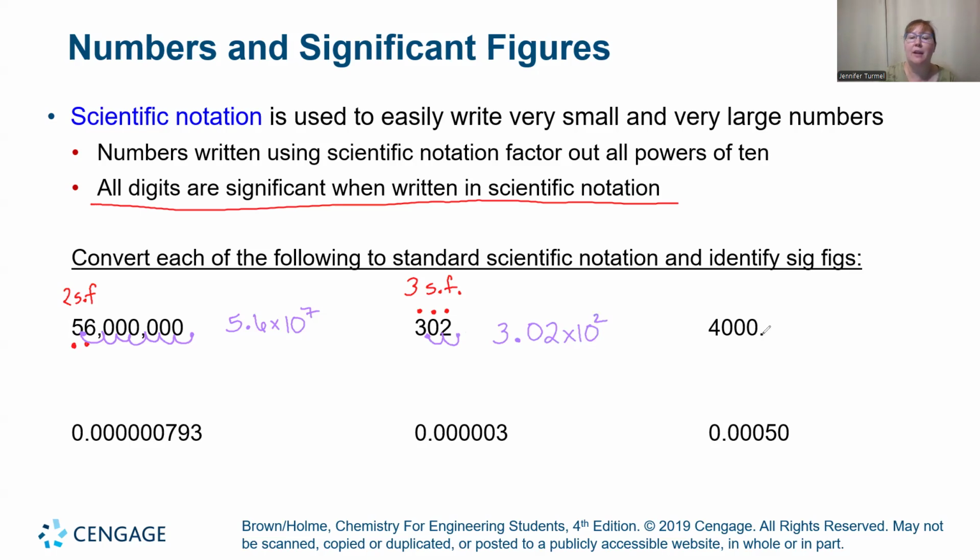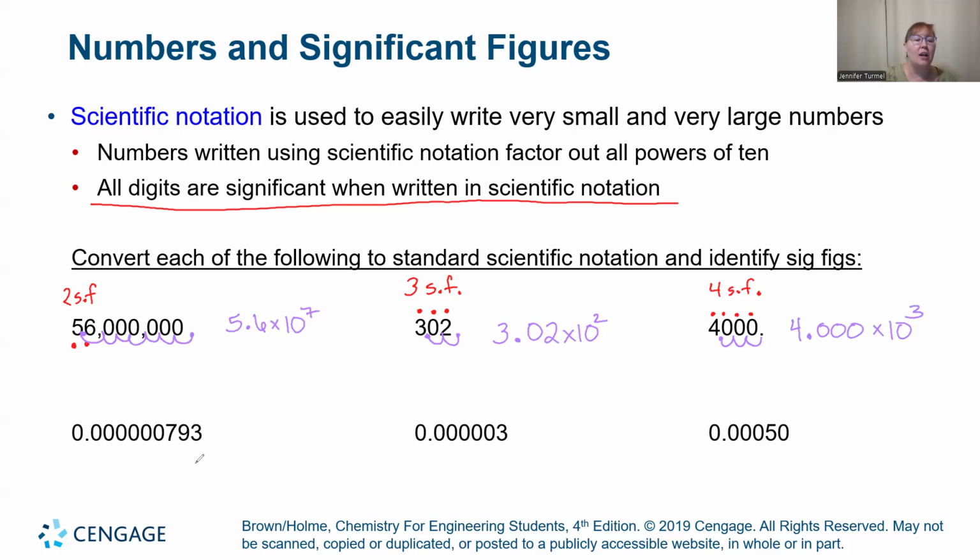Now, in this last one, we have a decimal point at the end already. That means that all 4 of these are significant because we have that decimal point. So this is 4 significant figures, and I need to keep them all when I go to scientific notation. So now I'm going to move the decimal point that's already there, 1, 2, 3. And this becomes 4.000 times 10 to the 3rd. And that's how we show all of our values in scientific notation.